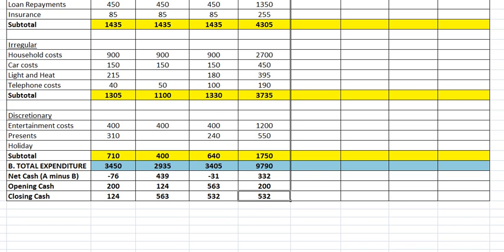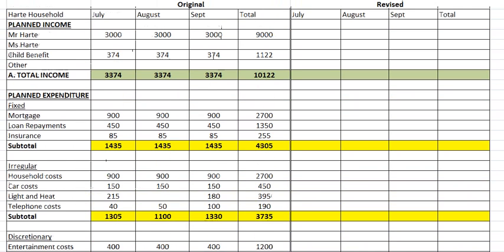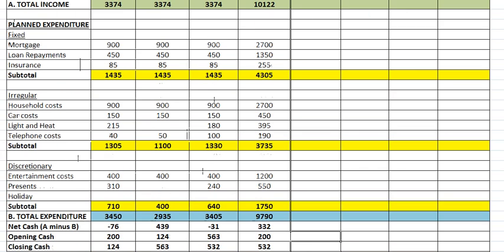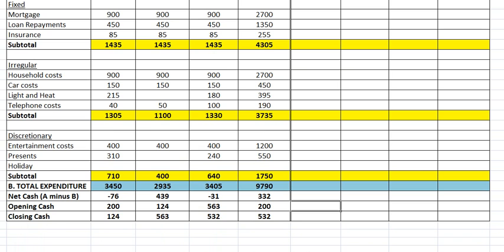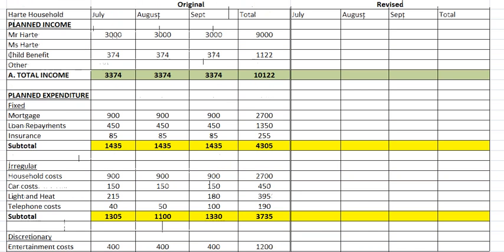Now, while I'm here, the opening cash is obviously the same in the revised as in the original, for July, August, and September. So in this original budget, the opening cash at the beginning of July was 200. So it's still 200 at the beginning of July, and we still always bring it out to the total column as well. So we're going to put that in there, 200 opening cash, and bring it out to the total column. So let's get stuck into the points having read them.